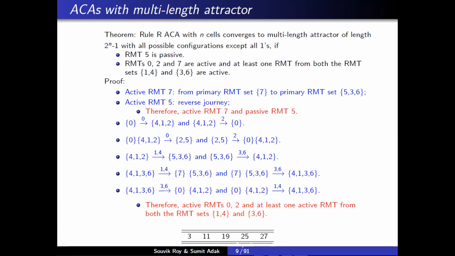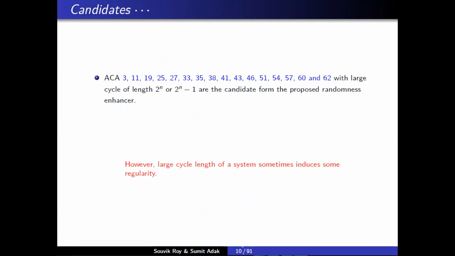So next, we are achieving our first target, that we want to understand which ACAs are associated with large-length cycles. So therefore we are now with 16 ACAs which are associated with large-size cycles. These are our potential candidates for randomness enhancers. But I have mentioned that a large cycle length of a system sometimes induces some regularity. So we have tried to identify a way to check the dynamical behavior of these ACA rules.